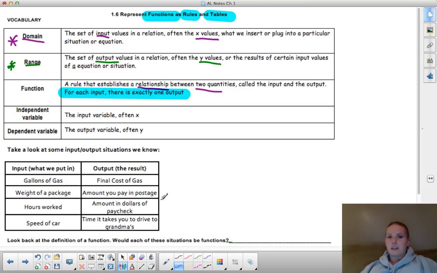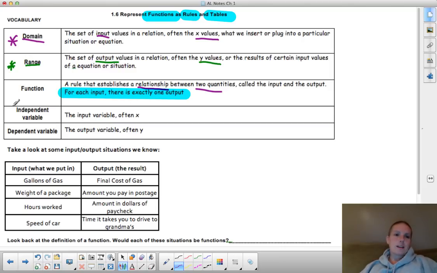So when I put in a number, I can't get two possible values. Because if I get two possible values, then I no longer have a function. I only have a relationship or a relation. To be a function, that relationship has to be one-to-one. One input gives me one output.